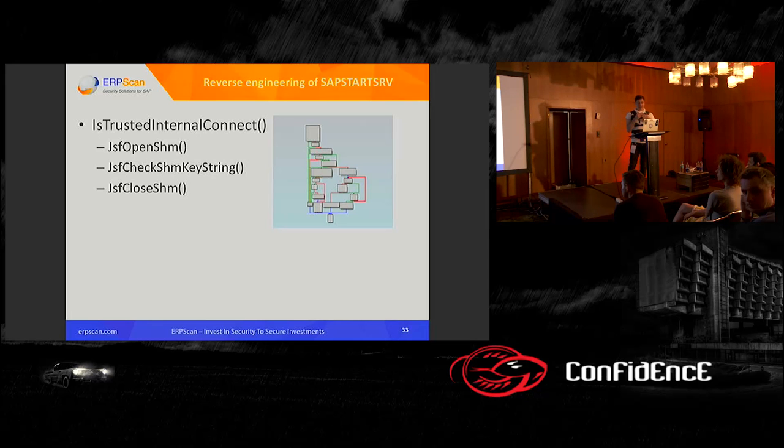If you look in the disassembler and try to understand how authentication works, SAP Start gets an HTTP request, extracts the username and password from the user, and checks this username and password. Because it should be an operating system level user and password, the service checks it using information from the operating system. But we found one interesting thing. While understanding how authentication works, we found a function with an interesting name. It's trusted internal connect, which is called during the authentication checks.